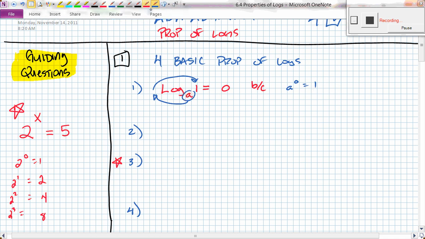Let's go on to number 2. The number 2 says this: if you have log base A of A itself, what would that have to be and why? That would have to be 1. Why, Christian? Yeah, because A to the first power gives you back that A. So when you exponentiate all this stuff, A to the first power gives you back A. So that's why that is the case. Those first two are kind of just gimmies, kind of basics.